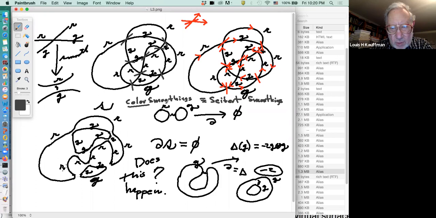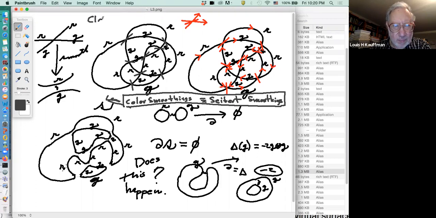Now, of course, we went along the diagram as though we were orienting it when we did this red-green thing, but we want to see that this is always true. This is a little lemma, or a theorem, lemma, right? That the color smoothings are equal to the Seifert smoothings for a classical diagram. We'll have to get to virtuals in a few minutes. But for a classical diagram, the two color smoothings and the Seifert smoothings are the same.